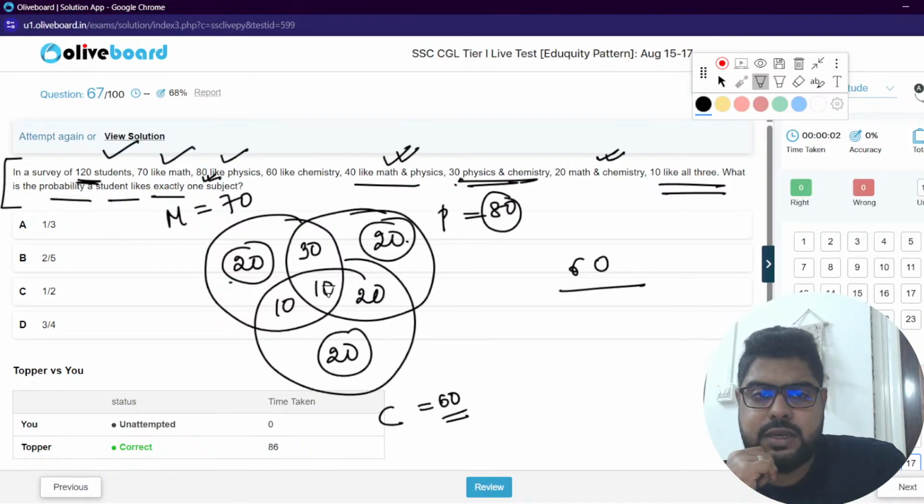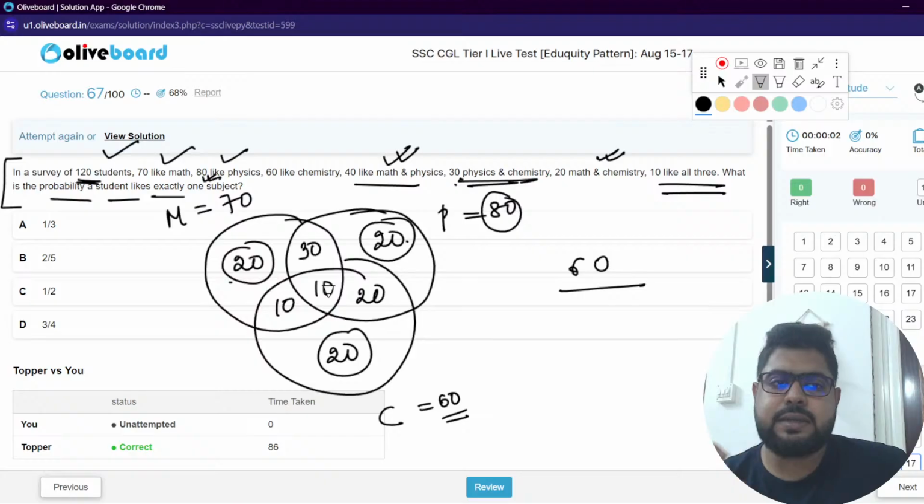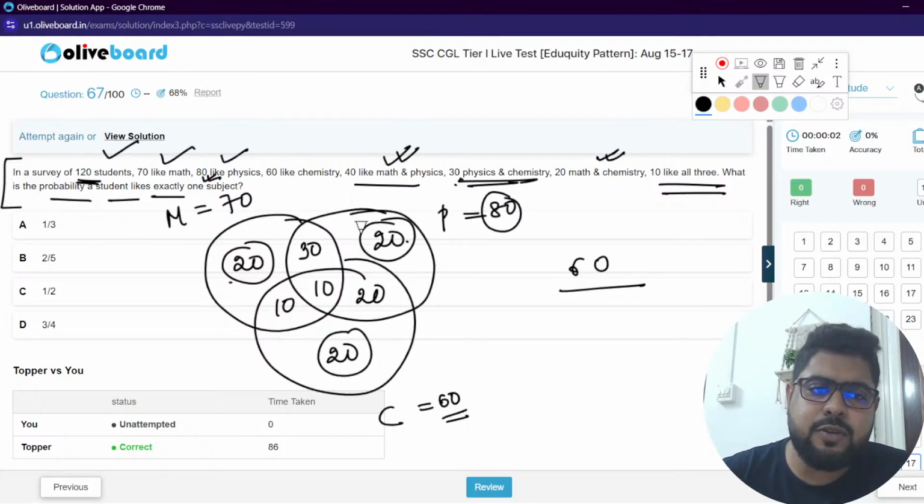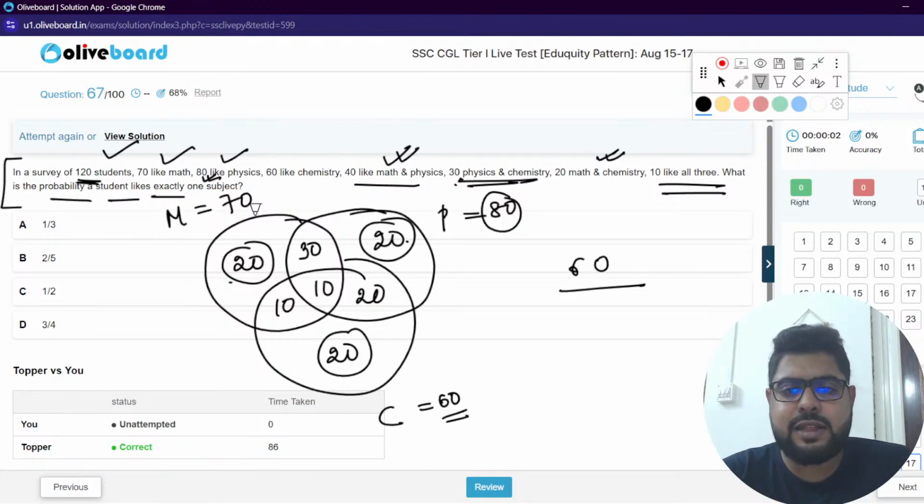Venn diagram says there is a mismatch. At least the Venn diagram should match, na? There is a data mismatch in the question. It should match 120, 120. It is coming out to be 130. Technically, nobody has cross-checked after making the question.